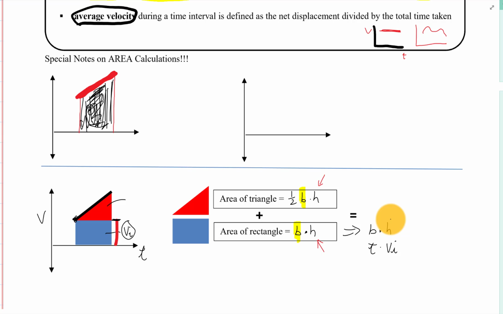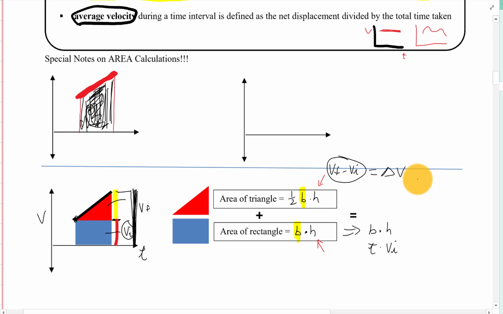What is that height? That's right. The height of this, since this is the final velocity here, that black is the final velocity. This yellow height here is what we're trying to find out. The h here is the yellow height, and that is going to be the final velocity minus the initial velocity. And what is that? That is the change in velocity. Very good.